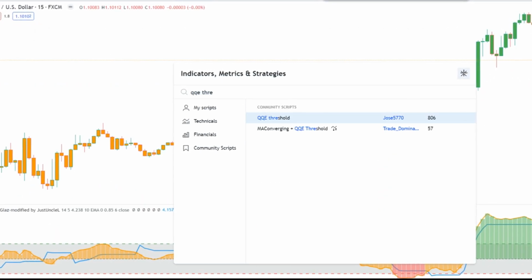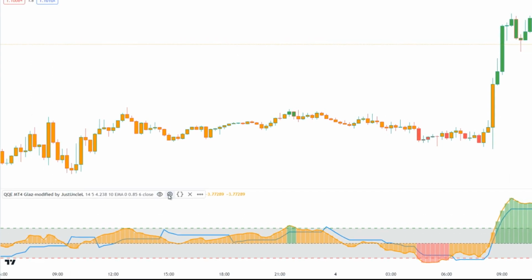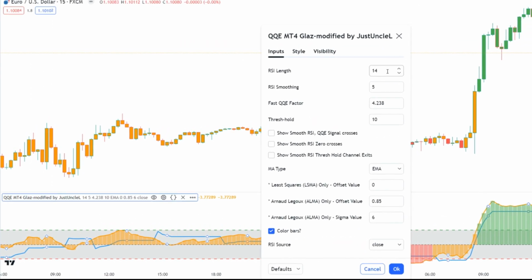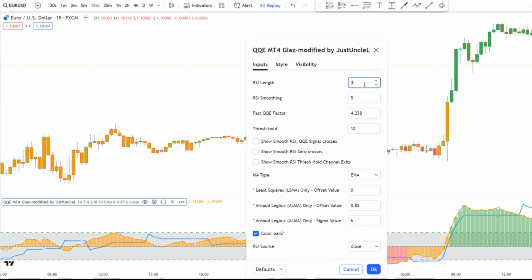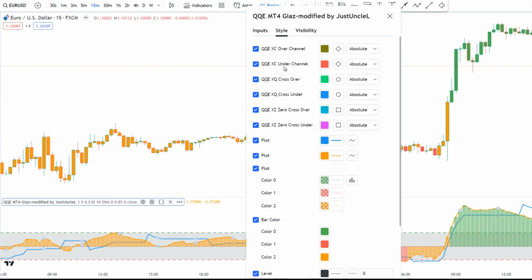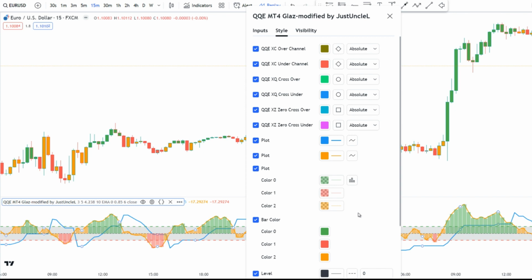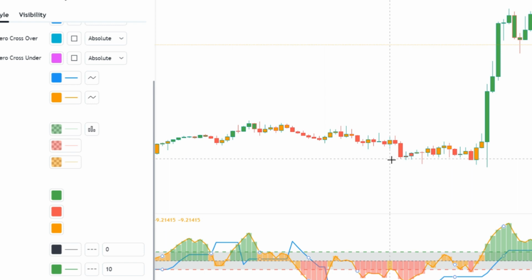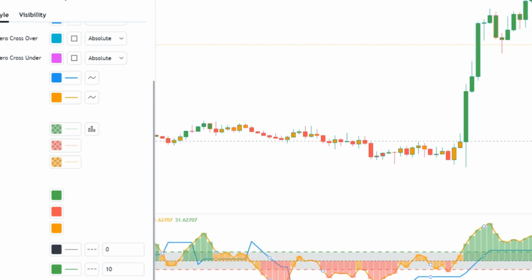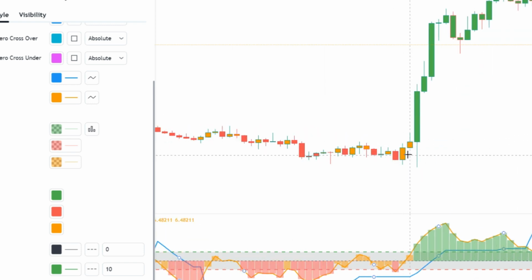Next, we're going to go to the settings, and under the input tab, change RSI length to 3 only, and then click the Styles tab, and then scroll down to the bar color. I will just move it to the left side to show you what is happening on the chart. We don't want the bar color, so we will uncheck it and keep the original candlestick colors for now.